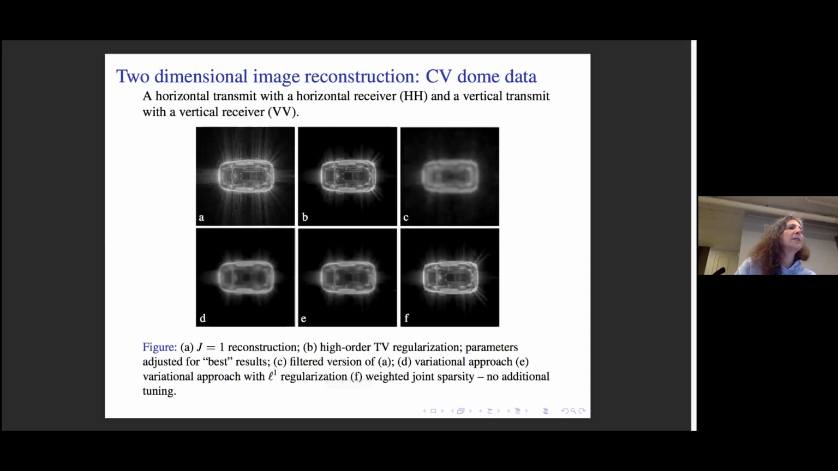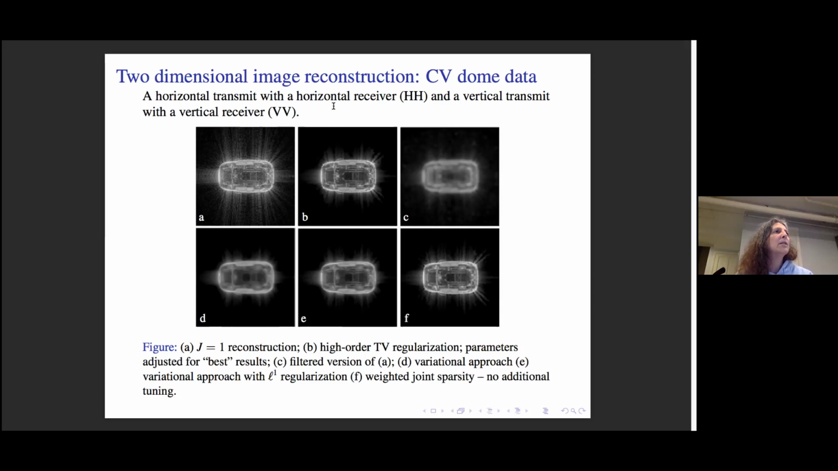Okay. So here are some results, and at first glance, this doesn't look very impressive until I tell you something that will make you more impressed. This is the technique that we use, and this is complex data, and we have different scenarios in each of these little plots. A is just back projection. B is what we call high order total variation, which I'm not talking about today. C is just a filtered reconstruction. D and E are both different variations of a variational approach that people use sometimes to get rid of speckle. And F is the result of this new method.